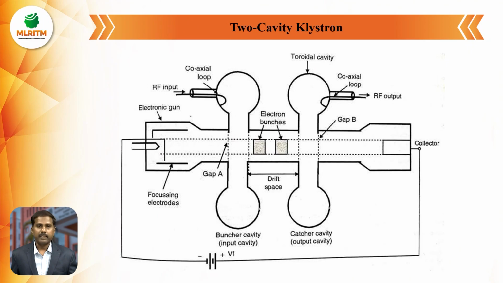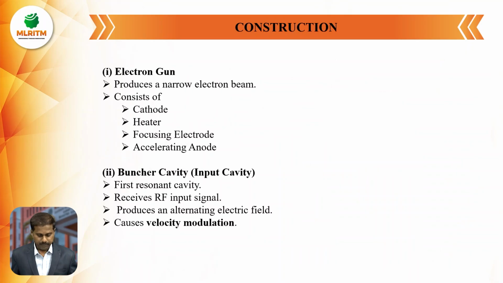This is the diagram of the two-cavity Klystron, and its construction is as follows. The first part is the electron gun, which has the cathode and heater, focusing electrode, and accelerating anode. The next part is the buncher cavity, the input cavity. The first resonant cavity receives the RF signal and produces an alternating electric field, which causes the velocity modulation.